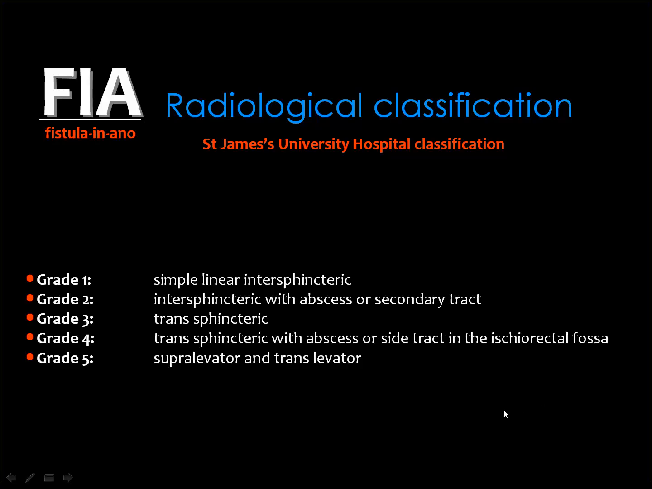Then this is the classification or the grading of the fistula. They consider that the intersphincteric simple one-line fistula is grade 1. And if the intersphincteric fistula is associated with side branches or abscesses, it is considered grade 2. Then the transsphincteric simple fistula is grade 3. If the transsphincteric fistula is associated with abscesses or side tracts, this is grade 4. The suprasphincteric, the supralevator or translevator is grade 5.